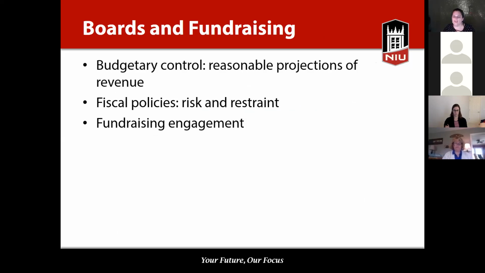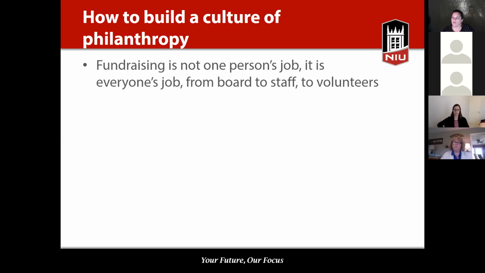So what do boards have to do with this? They have lots of information around how they can get engaged. They're absolutely responsible for that budgetary control. And coming up with reasonable projections on revenue. They will turn to staff, but ultimately it's their decision when it creates that budget. The fiscal policies of boards, which are going to be emphasized over this next little while, is really around their assessment of risk and restraint. What are we willing to take a chance on and what are we not? And how are we going to get engaged in fundraising?